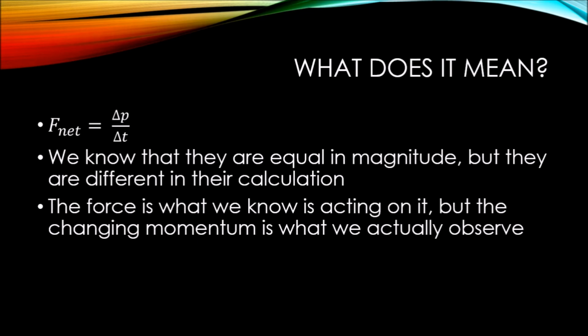So what does it mean? We know that Fnet equals dp dt, so Fnet perpendicular and parallel must equal dp dt perpendicular and parallel. However, even though they're equal in magnitude, they are different in their calculation and observation. We know that the force is what is actually acting on the object, but it cannot be observed directly, but the changing momentum can be, and we use this to calculate the net force.